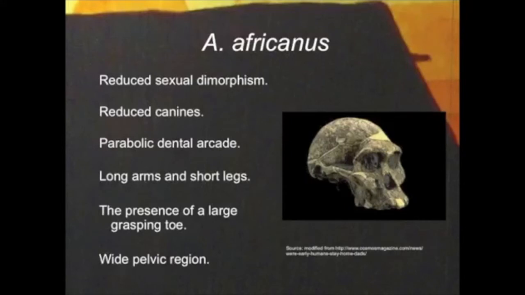The diaphysis, or bone shaft, is somewhat curved. Paired with this, we see the retention of a large grasping toe. And a new trait, in this case the pelvic region, is not as ape-like as we would anticipate. It is wide and bowl-shaped.